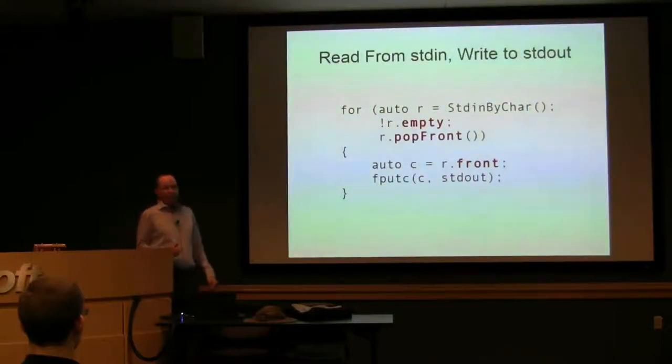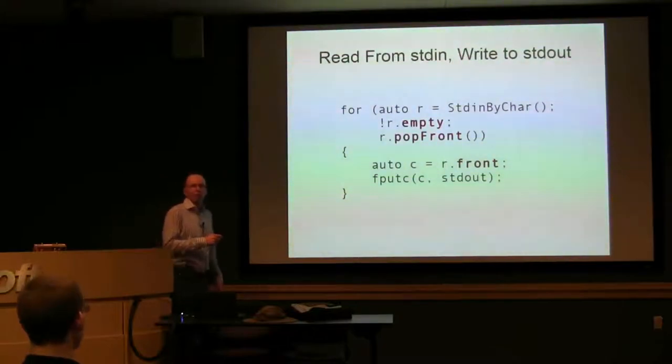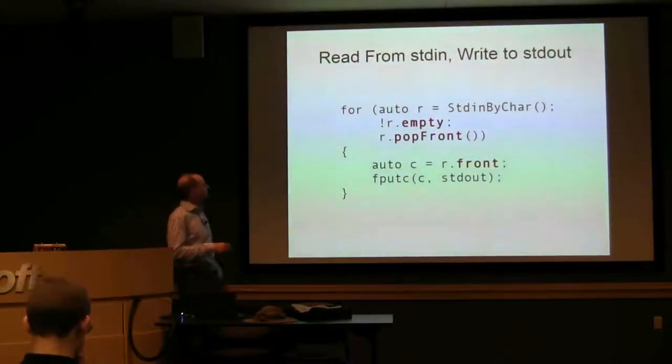So let's read from standard in and write to standard out. So our for loop starts looking like this. We get our input range, which is stdin by char. And while it's not empty, and here's basically our i++, we're advancing to the next one. Here we're getting the character and writing it to standard out. All should be pretty straightforward.